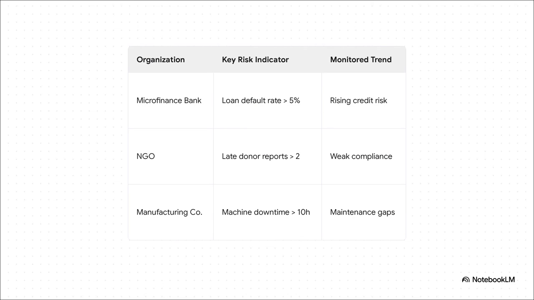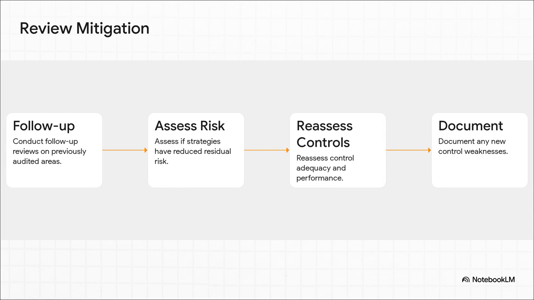For that bank, the KRI isn't just loan defaults, it's the rate going above 5%. For the NGO, it's getting more than 2 late donor reports in a quarter. For the manufacturer, it's when machine downtime creeps past 10 hours a month. See how each one is specific, it's measurable, and it's directly tied to a critical business risk? That's the key.